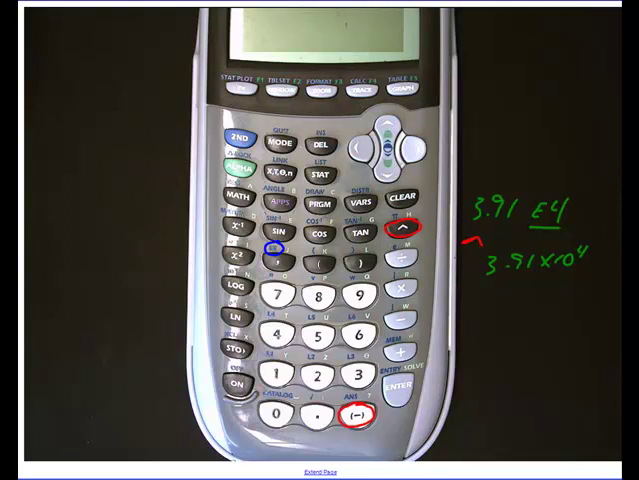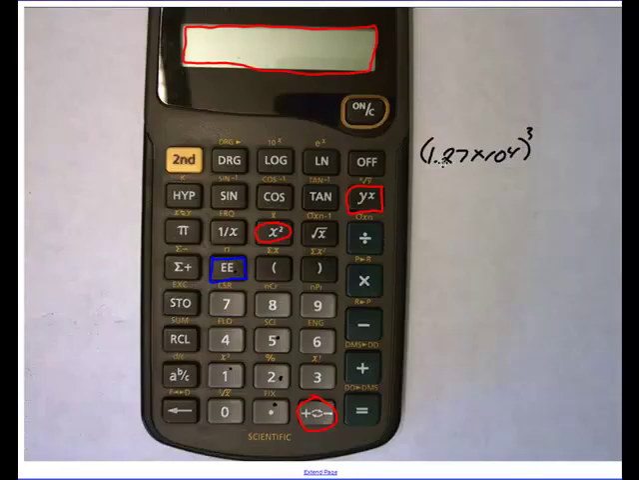So what we're going to do is simply put in 1.27, exponent key, to the fourth, right? And then hit y to the x, and then hit 3, and then hit equals. Now on my calculator I have to hit equals. Some will just do it automatically. When I do that, I get an answer of 2.0484 times 10 to the 12th. All right? So there you go.